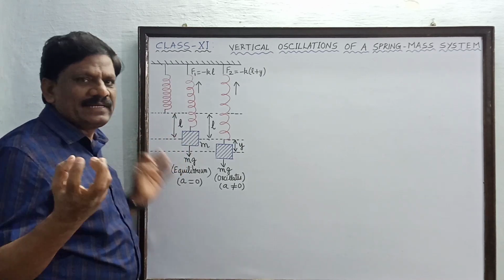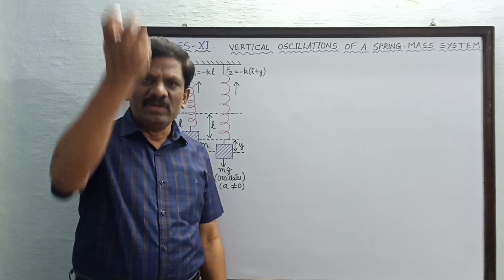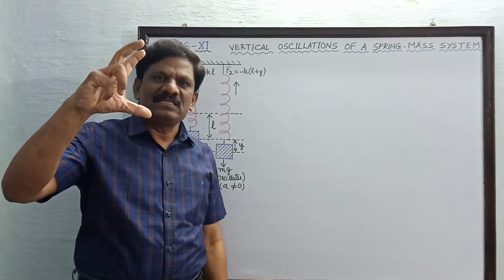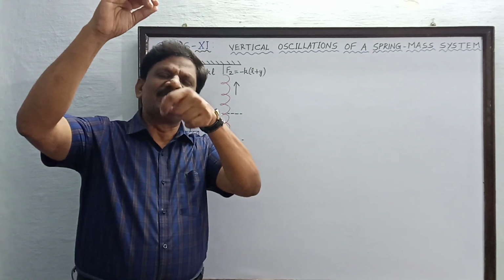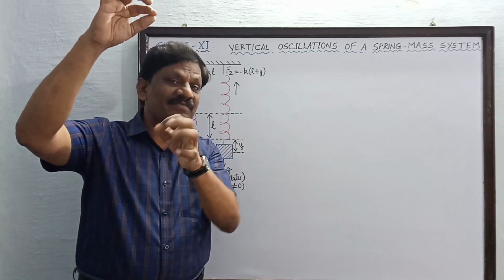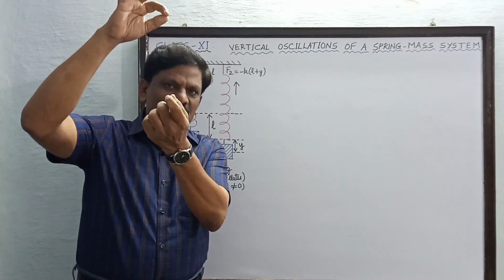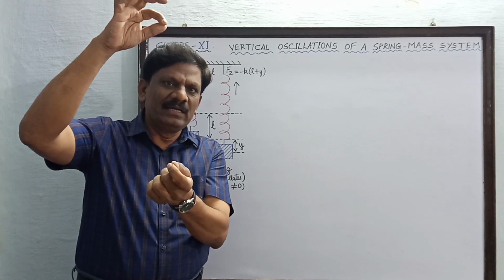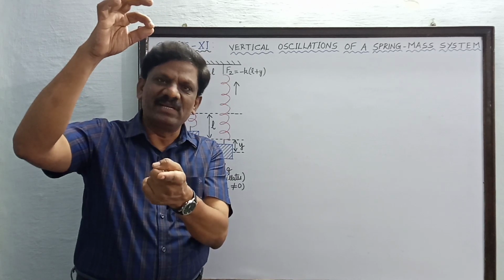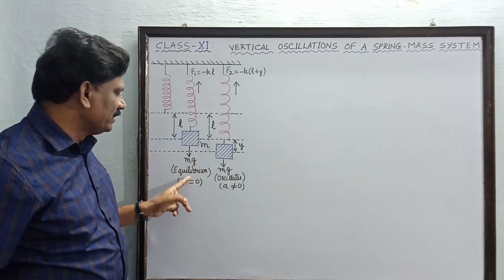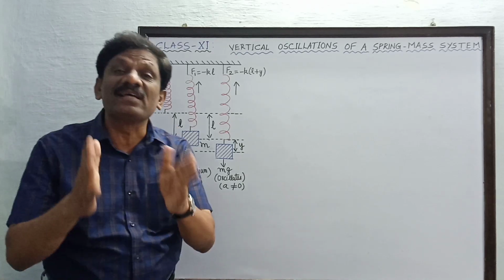Now this is like suspending a mass below the spring balance. Okay, when you attach any mass to the spring balance and when the mass is left undisturbed, what will happen? It will just go down and it will be at resting position only. So that is the second position. It is in equilibrium. It is at rest.